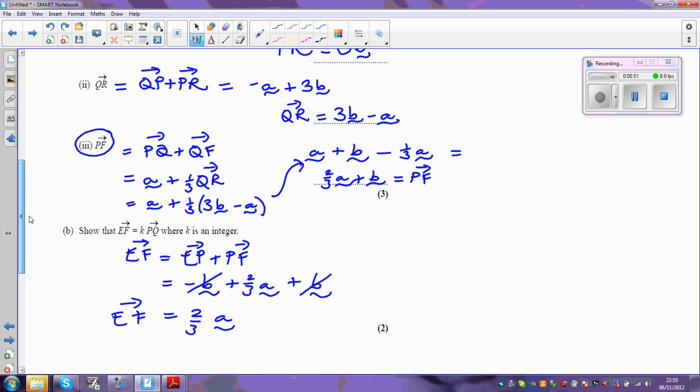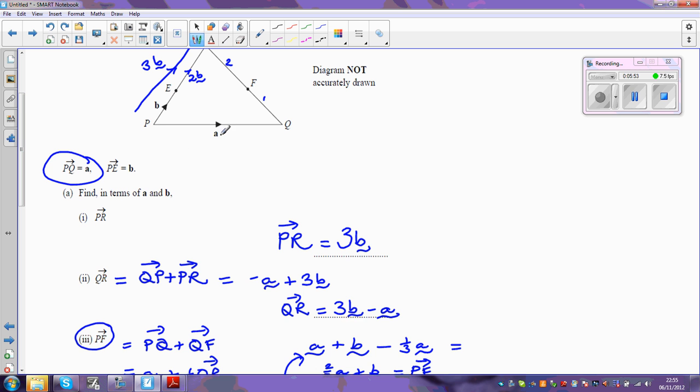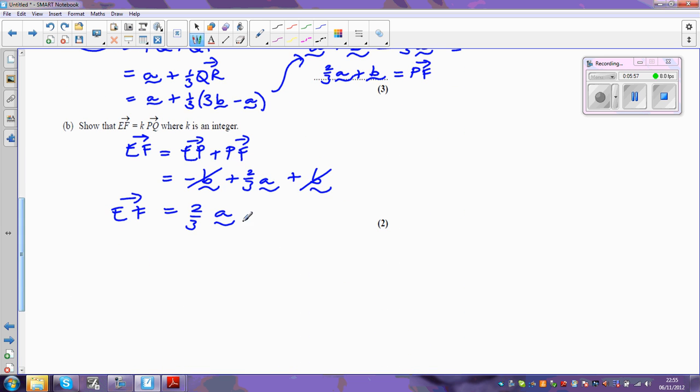And if I go back to my original diagram, the vector A is actually PQ. Okay, so instead of the vector A, I can write PQ. So in fact, EF is 2/3 of PQ. And what I've managed to do now is write EF as some number times PQ.